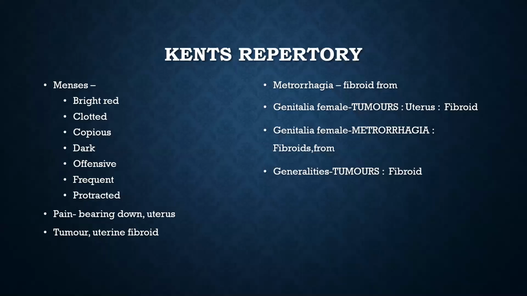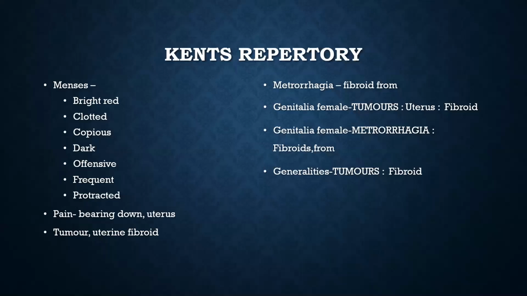Then we have tumor, uterine, fibroid as such. Then metrorrhagia, fibroid from. Then genitalia, female, tumors, uterus, fibroid. Metrorrhagia, fibroid from. Oh, sorry, I've mentioned it twice. Then generalities, tumor, fibroid.